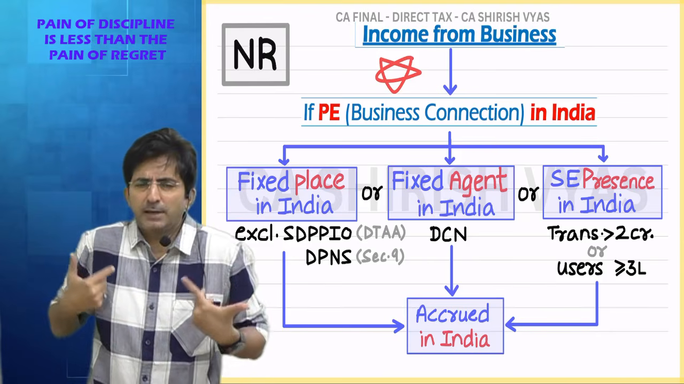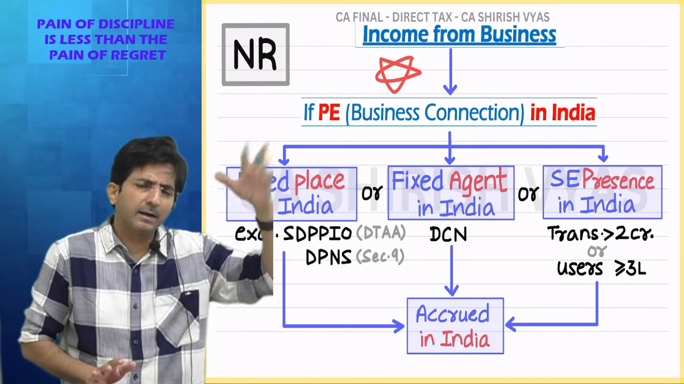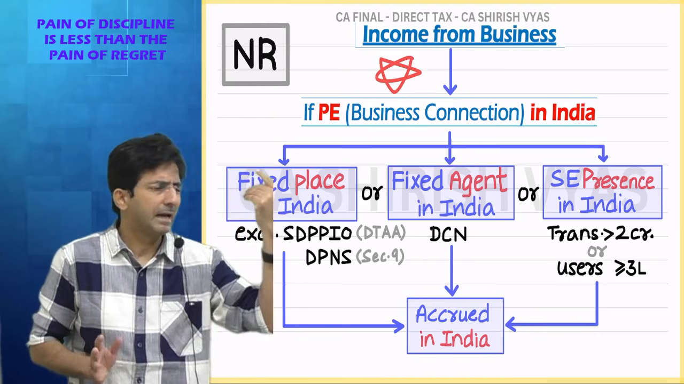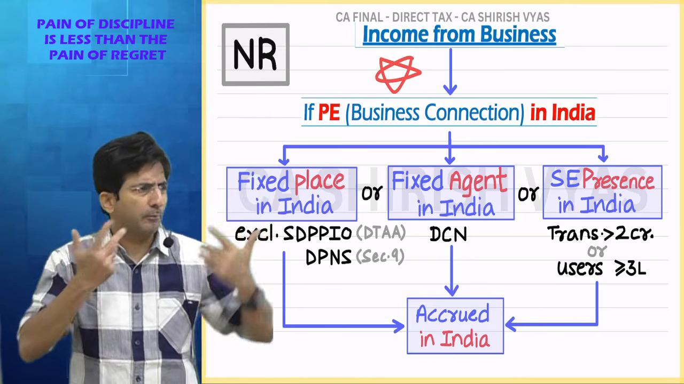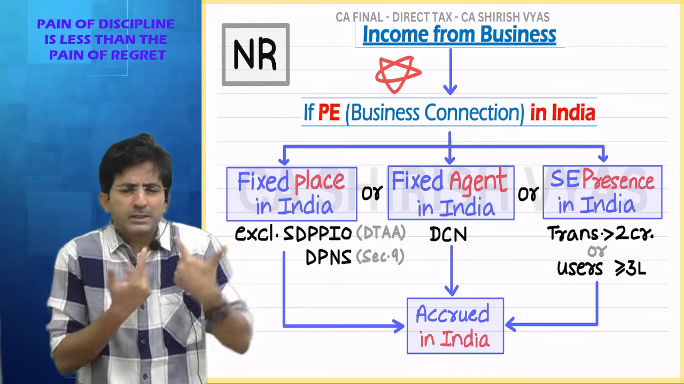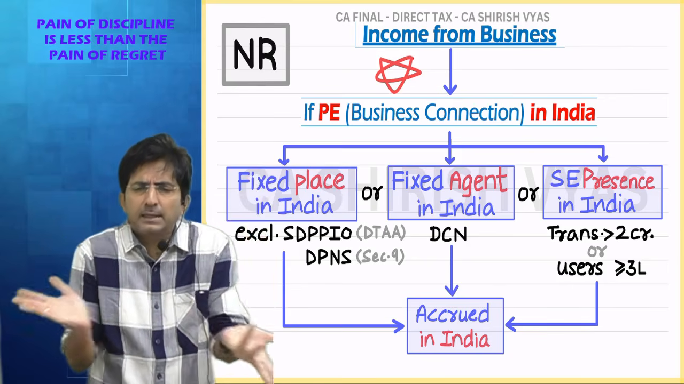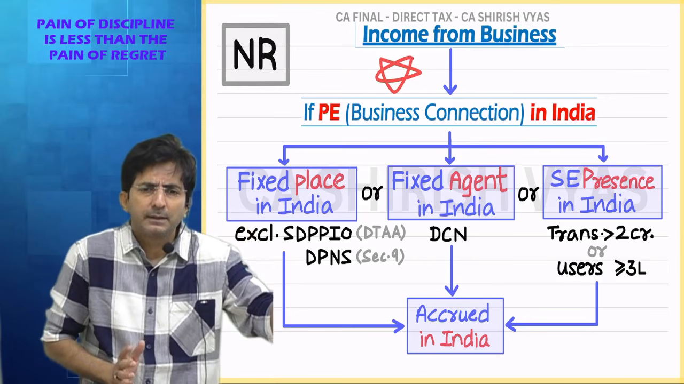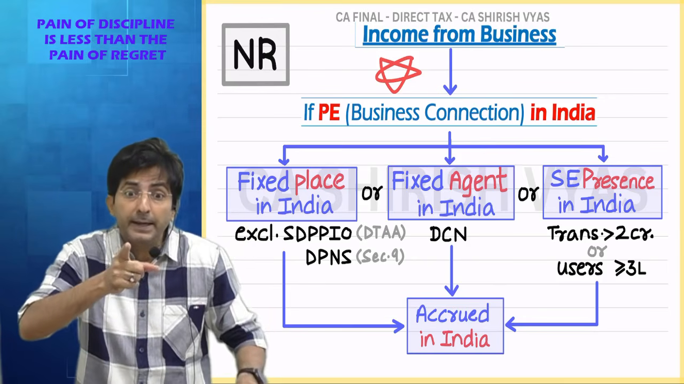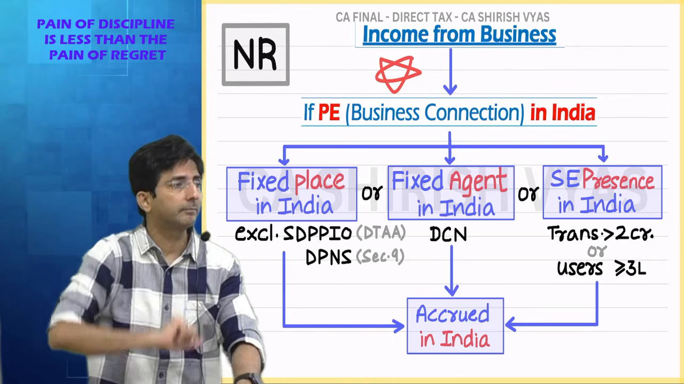But if Shirish Vyas is an agent who sells goods for Chinese companies, London company, German company, Australian company, I sell for everyone. I am no one's close, no one's loyal and no one's dedicated. I am an agent. I want to earn income by selling the product for various principals. Then such people are called independent agents, and having an independent agent in India is not a PE in India.